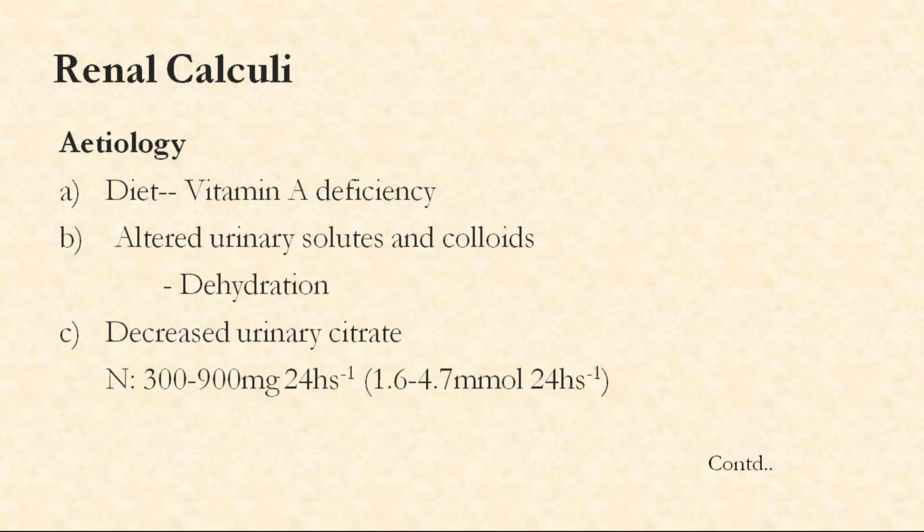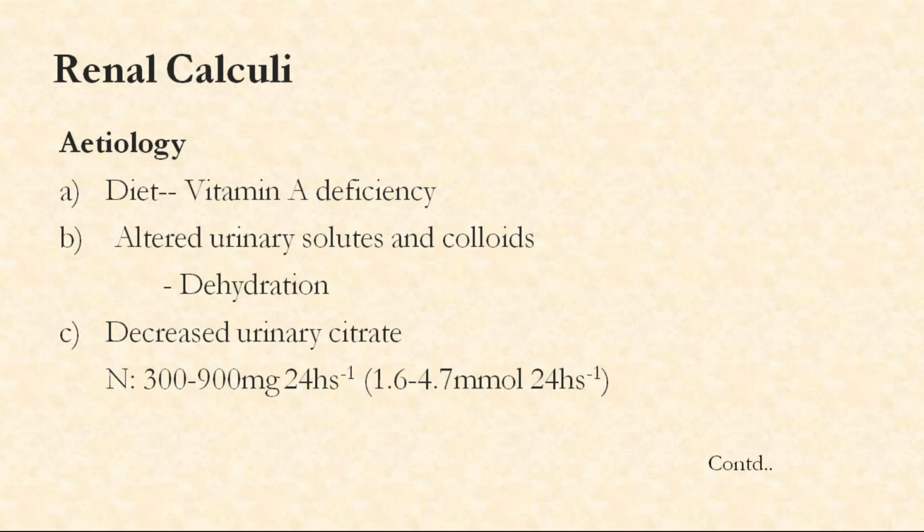Diet. When there is a deficiency of vitamin A in the diet you consume, vitamin A deficiency may lead to the development of renal calculi. This is one of the etiological factors. Next, dehydration. In hot climates, dehydration can occur. So once dehydration has occurred, the urinary solutes are increased and colloids are decreased. So this also leads to the formation of renal calculi. Understand? Dehydration is one of the causes.